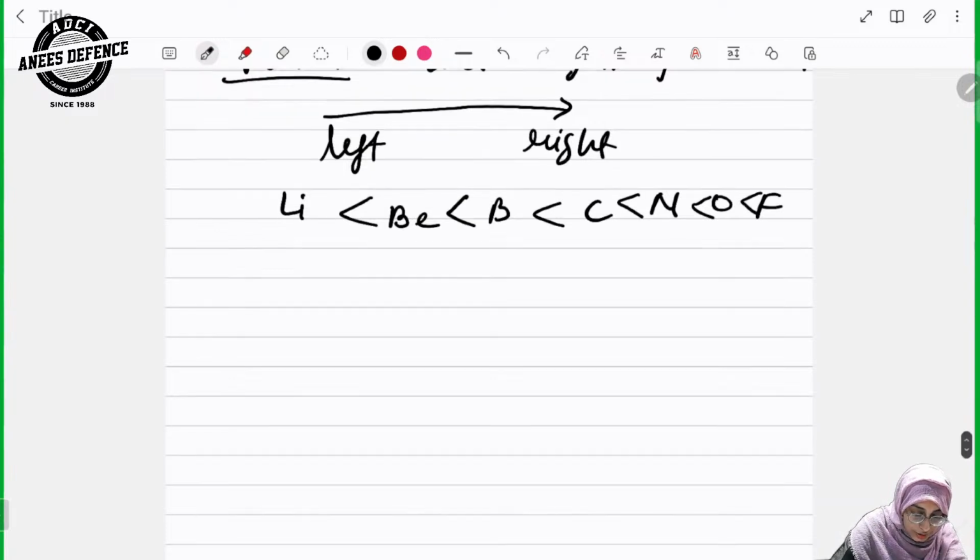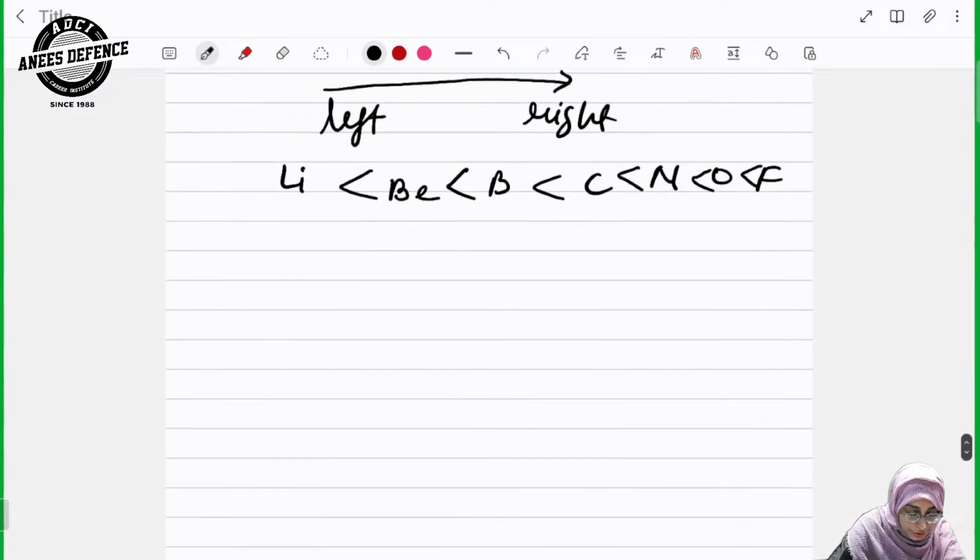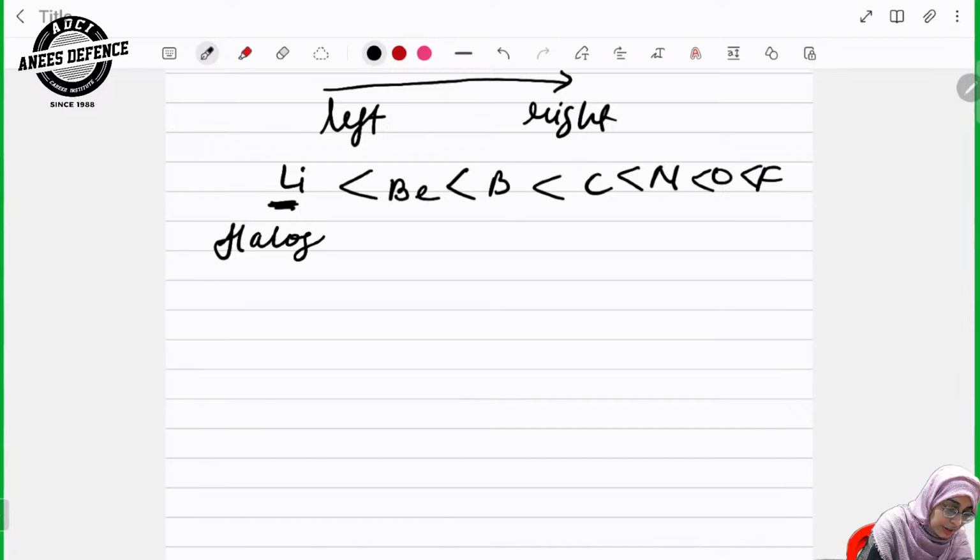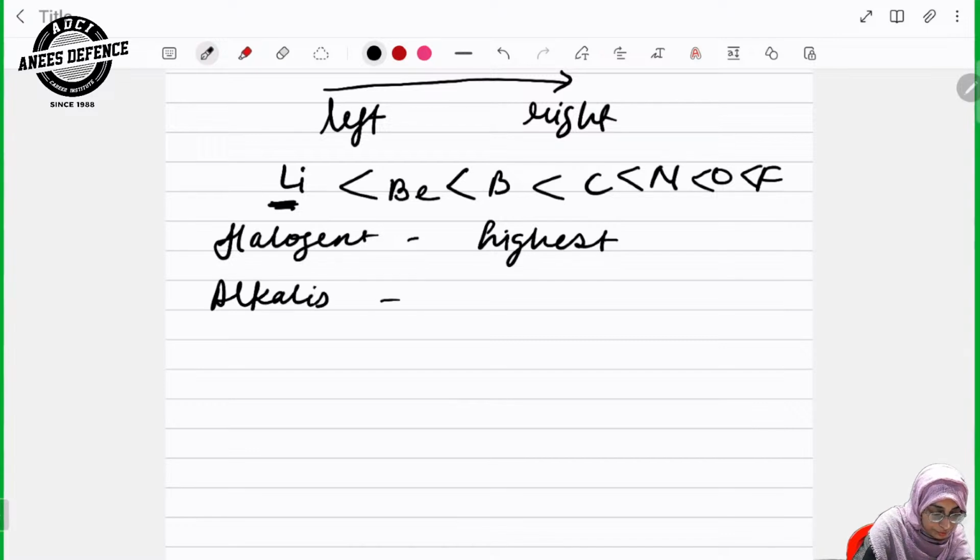So halogens are the highest electronegative elements in a period, whereas the alkali metals are the lowest electronegative elements. Halogens are the highest electronegativity, and alkalis are the lowest.